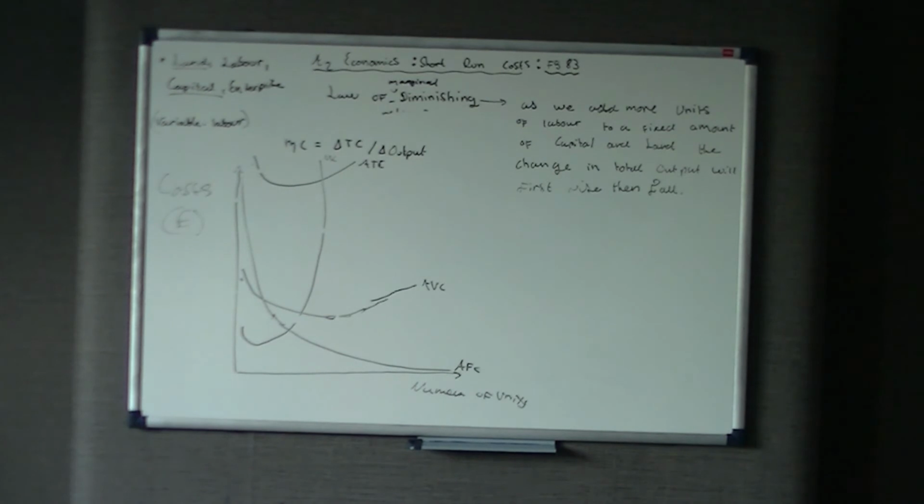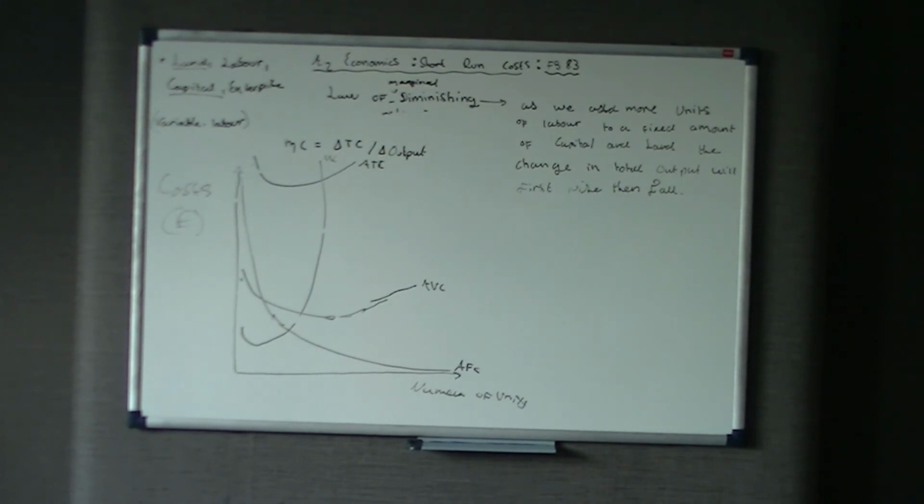The average total cost curve initially falls. It's an accumulation of the average variable and average fixed cost curves, and then it increases because the average variable cost increase offsets the decrease in the average fixed costs. So therefore, obviously that increases.